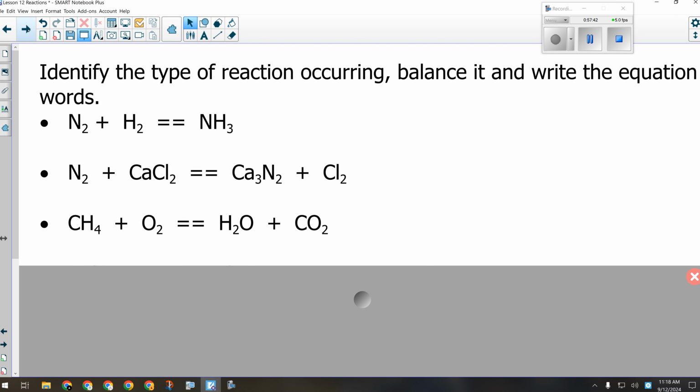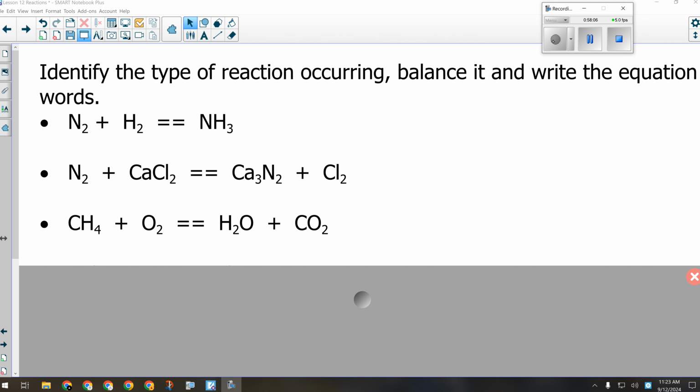Okay, here's what I want you to do. I want you guys to write these 3 reactions down and tell me what type they are. Write them out in words, so basically write their names, and balance them. I'll give you a few minutes to give those 3 a try.